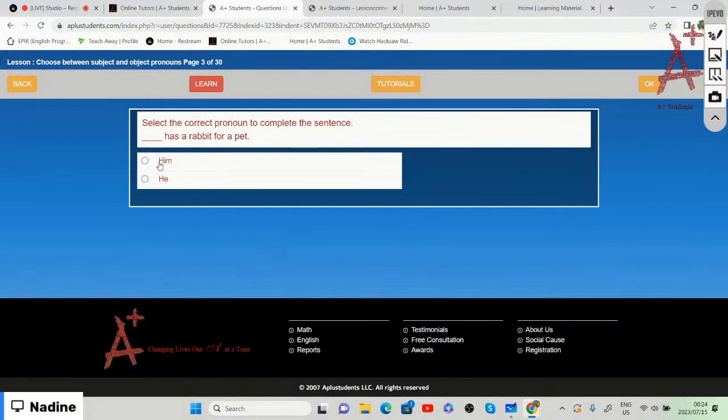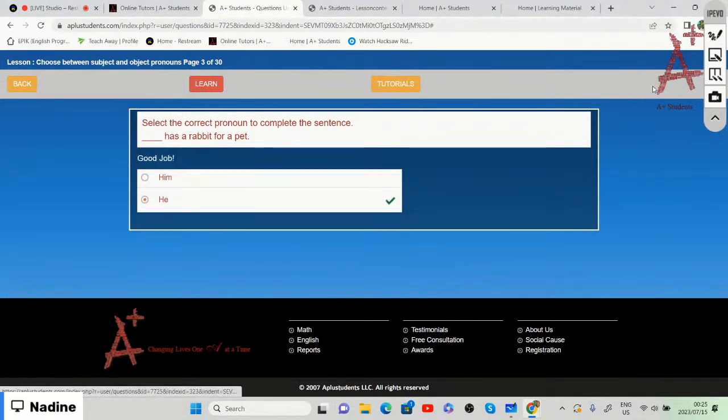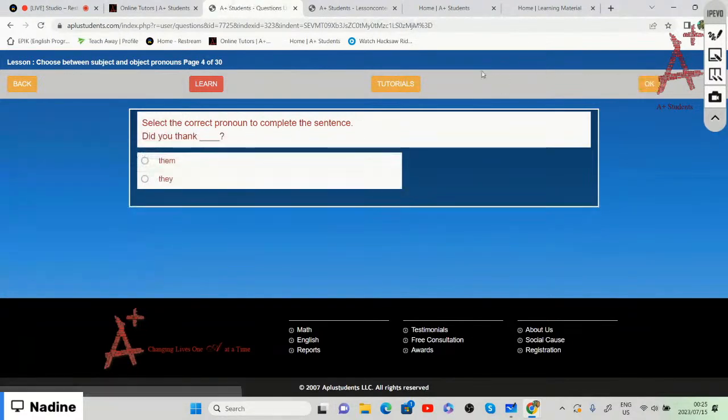All right, so him has a rabbit for a pet, or he has a rabbit for a pet. We need to select the correct pronoun to complete the sentence. We need to choose between him or he. So, do we say him has a rabbit for a pet, or do we say he has a rabbit for a pet? All right, so if you said he has a rabbit for a pet, then that is correct, and that is a subject pronoun.